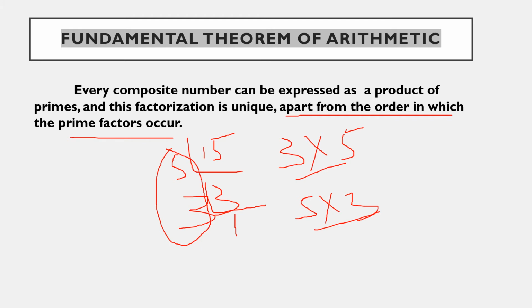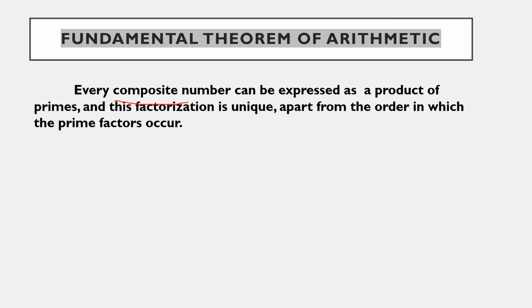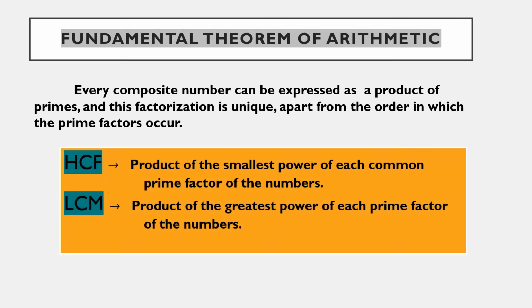Okay, so let me explain this again. Every composite number we are writing as a product of prime numbers, and this factorization is different for different numbers, and you can follow in any order. Means you can take first 5, next 3, or else you can first do with 3, next 5. Clear? Next is, from this prime factorization you should find out the LCM and HCF of the given numbers. So here he gave one easy technique, that is product of smallest power of each prime factor of the numbers for HCF, and product of greatest power of each prime factor of the numbers for LCM.